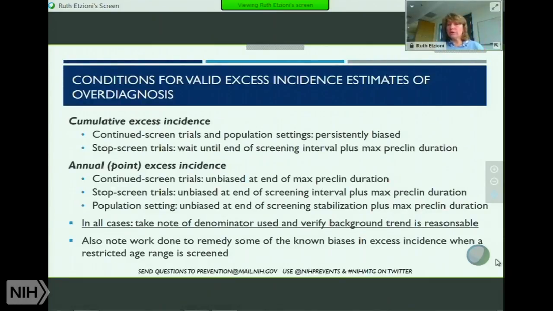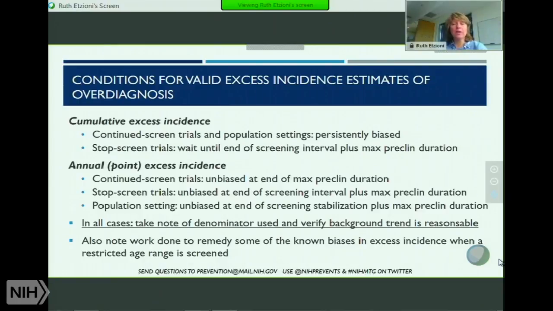So just to conclude this part of the talk, talking about screening, about excess incidence. The first point that I want to make clear is that having a clinical trial does not automatically guarantee you an unbiased estimate of overdiagnosis. The design of the trial, the timing of the estimate, the measure, all of these play into the validity of the results. And we tend to think that clinical trials are the answer to everything because they give us the control group. And certainly it is valuable to have a control group, but we need so much more for validity of overdiagnosis estimates.